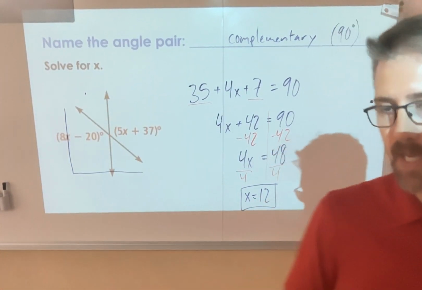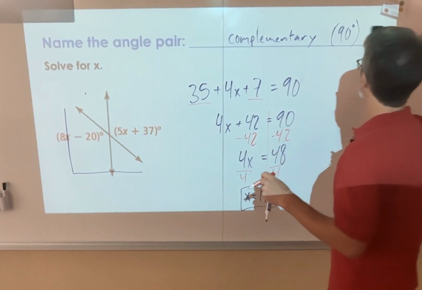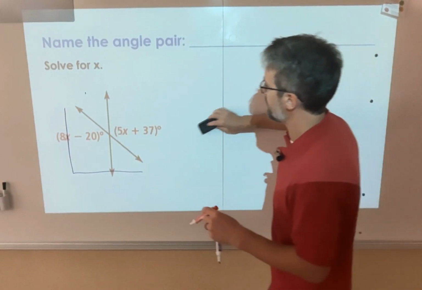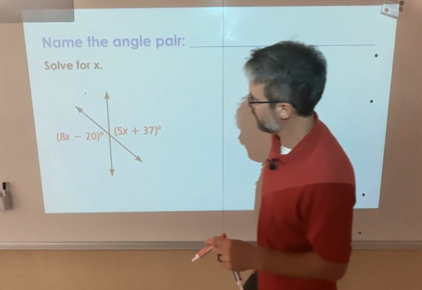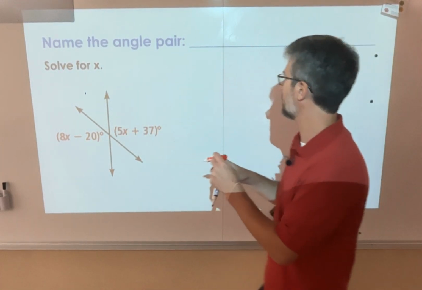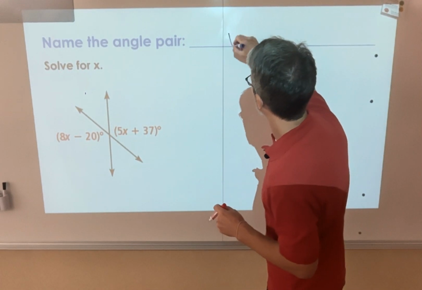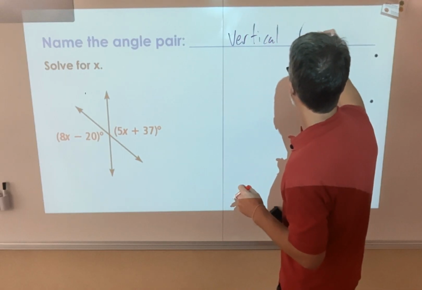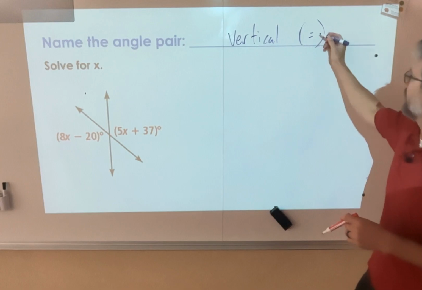All right, next example. Again, using this diagram, solving for x. So looking at this, now I have vertical angles. I can tell because if they're across from one another, those are vertical angles. So these are vertical, which means that they are equal to one another. That's an equal sign.